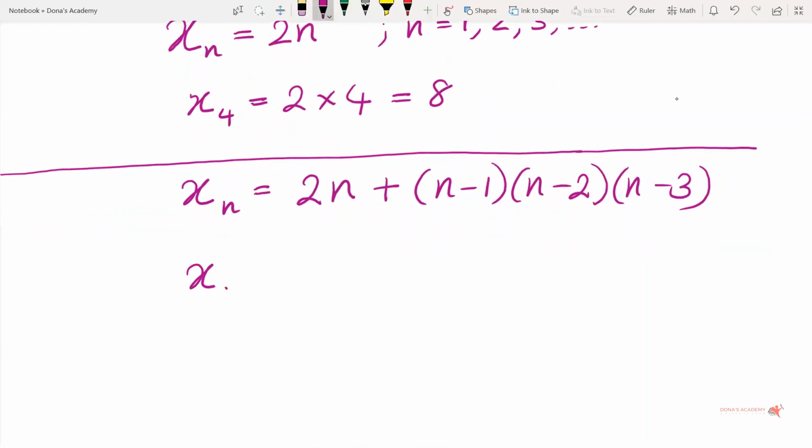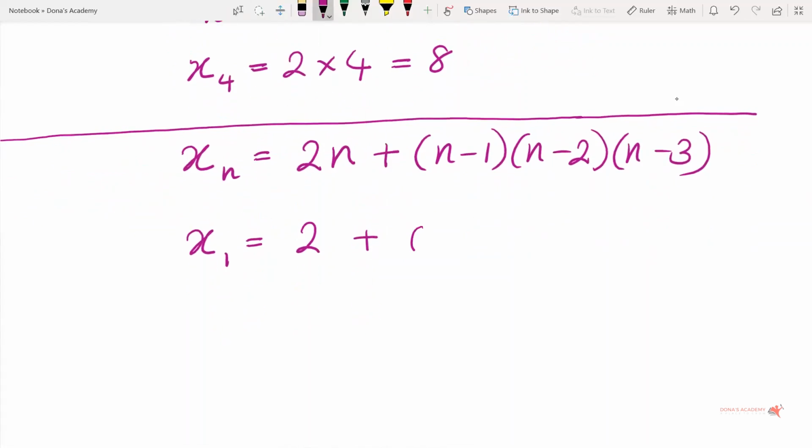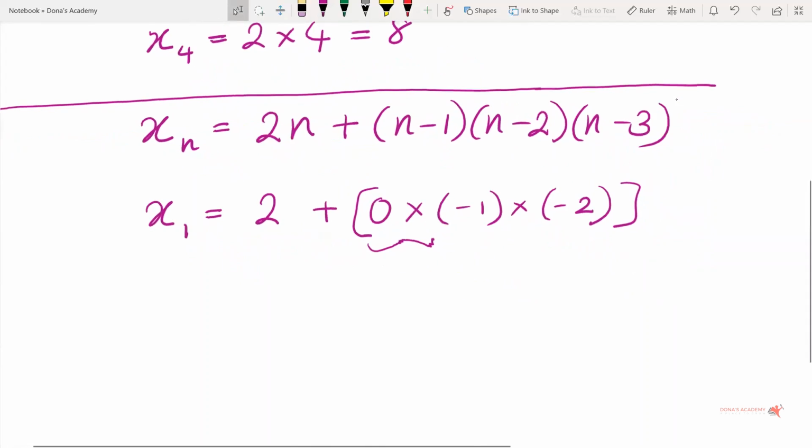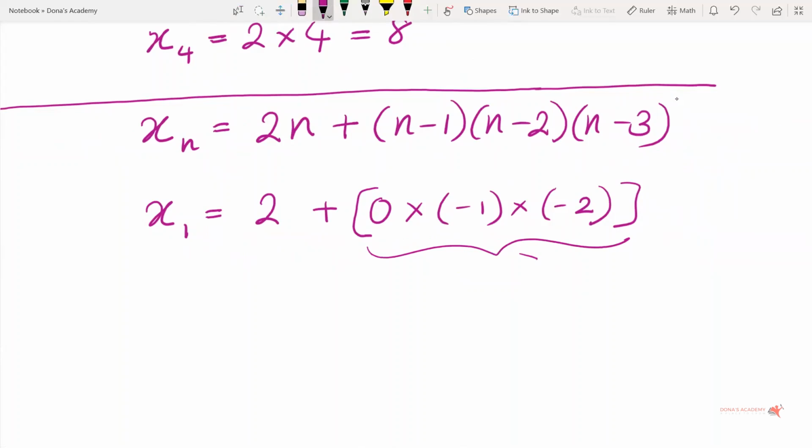My x1 is, let's calculate. We have to plug in 1 for n. First I have 2 times 1, which is 2, plus here I get 1 minus 1, 0, times negative 1 times negative 2. Right? Because of this 0, this whole term will be 0. So in that case, what we get is just 2. Alright, so x1 is okay.